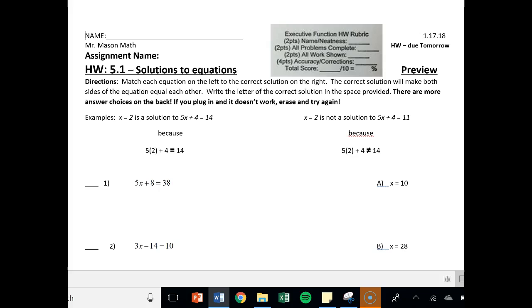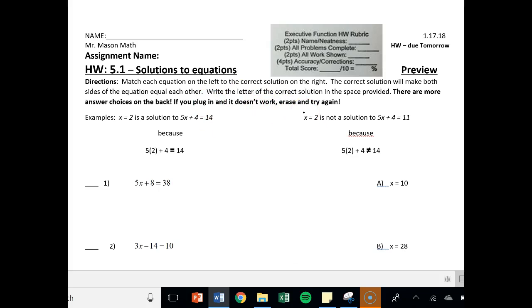This is a preview homework due tomorrow. So directions, let's read them together. It says match each equation on the left to the correct solution on the right. The correct solution will make both sides of the equation equal to each other. Write the letter of the correct solution in the space provided. So there are more answer choices on the back. So if you plug in and it doesn't work, you need to erase and try again.